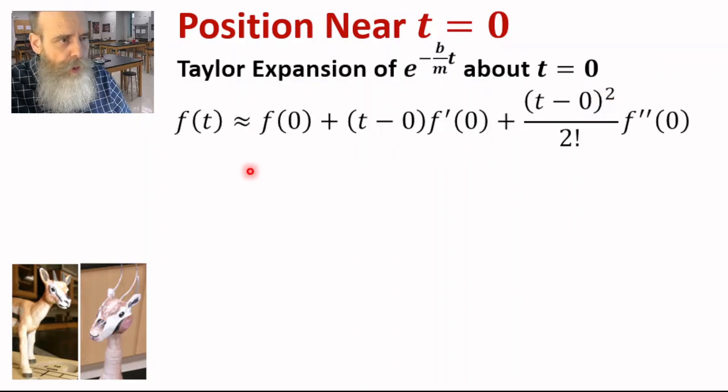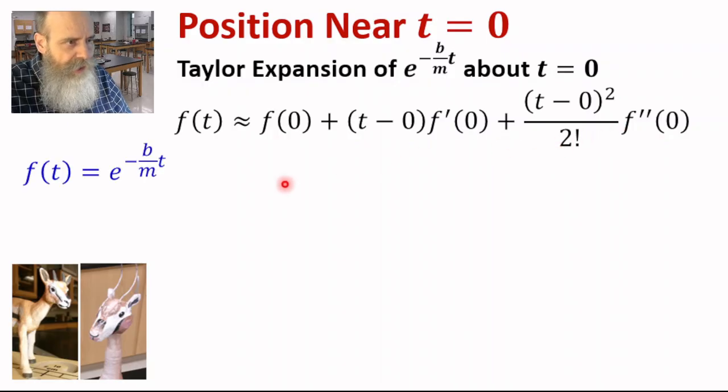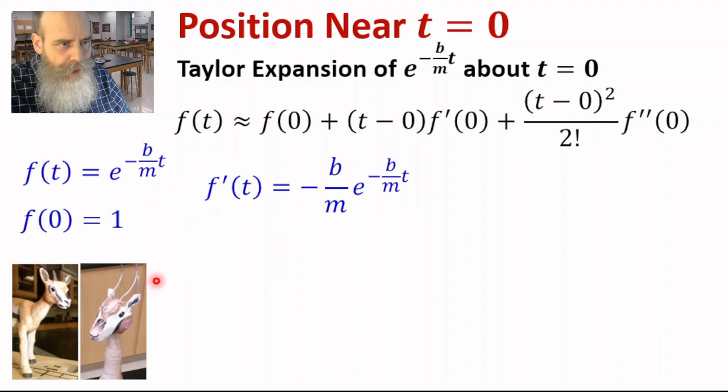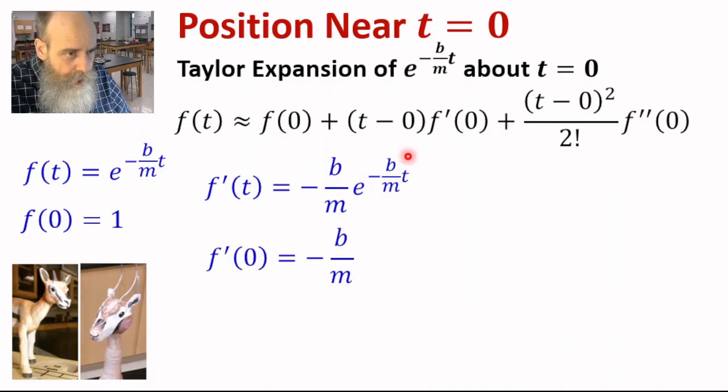So this was Taylor's formula, up to second order in t. F at t equals f at 0, plus t minus 0 f prime at 0, plus t minus 0 squared over 2 factorial f double prime at 0. F at t is this. When t equals 0, it is just 1, because e to the 0 is 1. F prime at t: when we differentiate this, we get a factor of negative b over m in front. So we get negative b over m times e to the negative b over m t. At t equals 0, this becomes e to the 0, which is 1, so we get negative b over m.